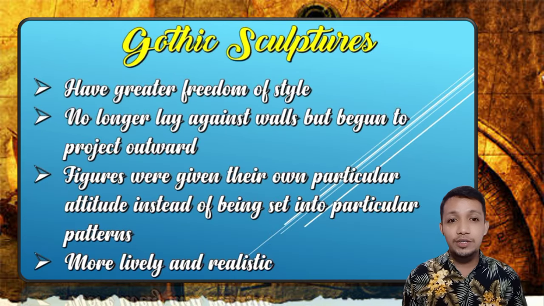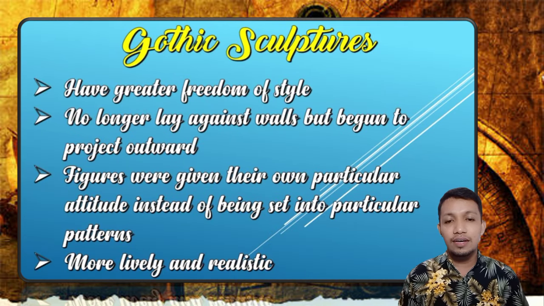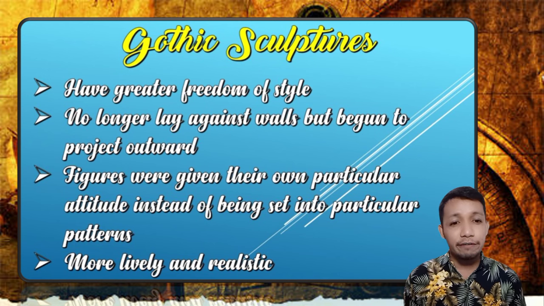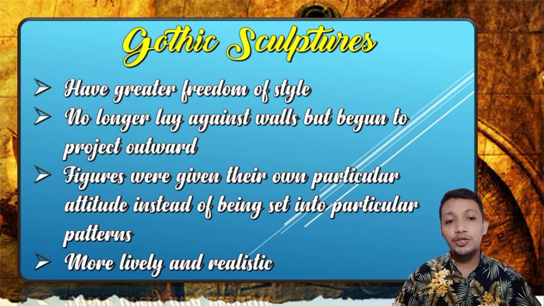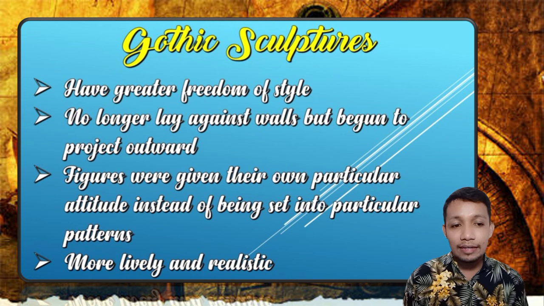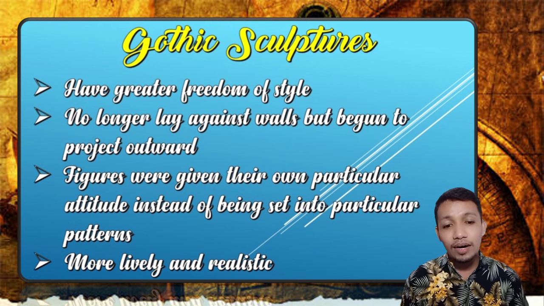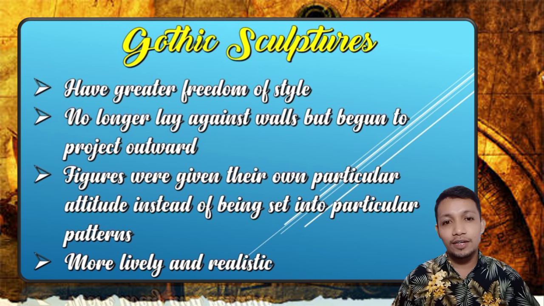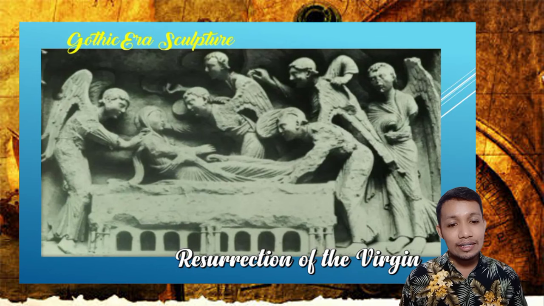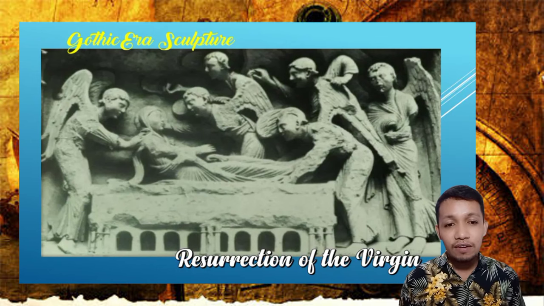And now let's proceed to the Gothic sculptures. Gothic sculptures have greater freedoms of style. No longer laid against walls, they began to project outward. Figures were given their own particular attitude instead of being set into particular patterns, and were more lively and realistic. Here is an example of the Gothic era sculpture, which is called the Resurrection of the Virgin. As you observe, they have deeper carving.